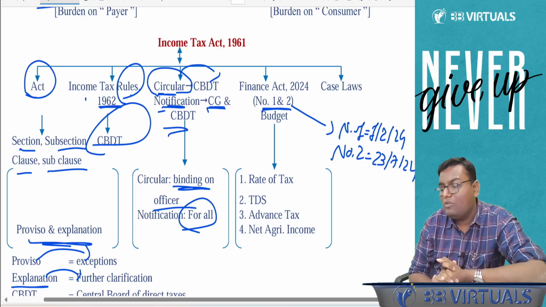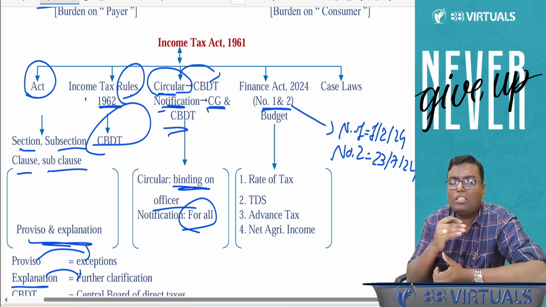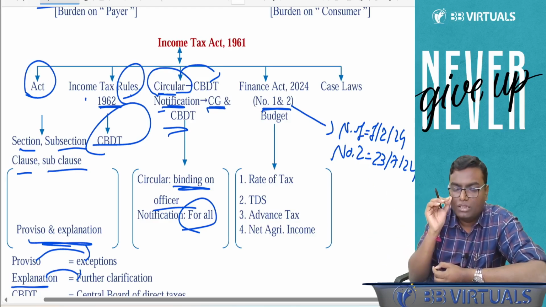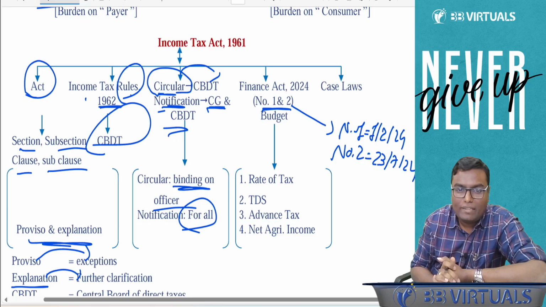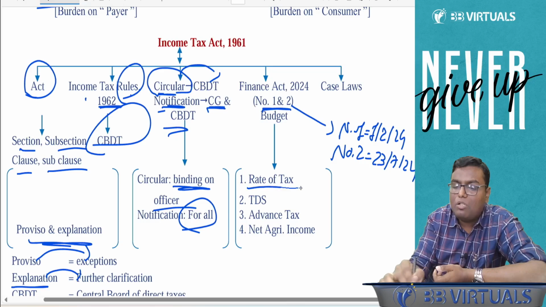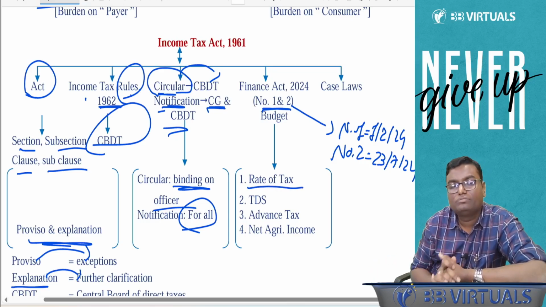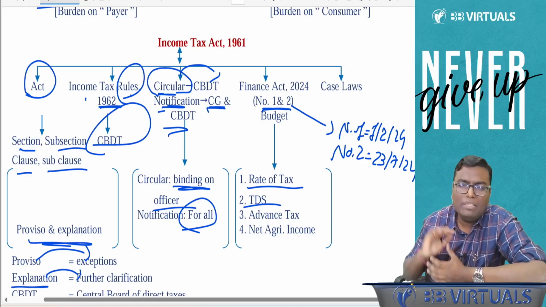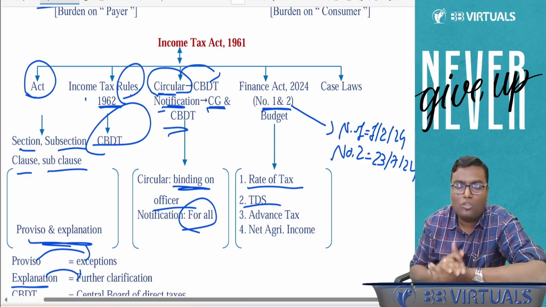Okay. Now any kind of budget is always distributed into 4 parts. Part 1, 2, 3, 4. In part 1, they will be discussing the rate of taxes. In part 2, they will be discussing TDS. Have you ever heard about TDS? Tax deducted at source. We will understand the meaning in the chapters later on.